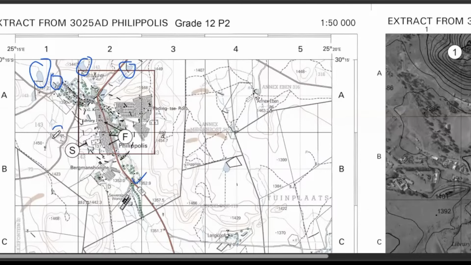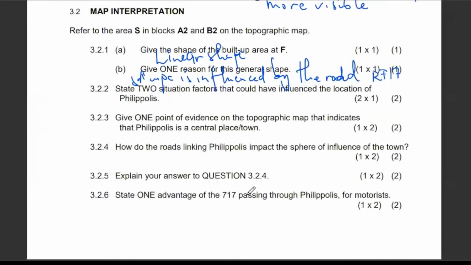And also, if you look here, we might argue that there are mineral resources around, there are diggings here. Because of these diggings, it would have promoted the growth of some industrial activities because of access to resources. It could be a factor favoring the situation of Philippolis. So basically, you look around the settlement and try to establish factors that would have favored the development of Philippolis as a settlement. Right, we go on to the next point.